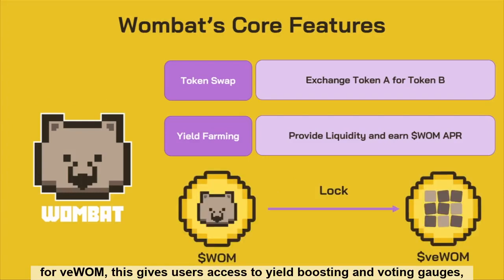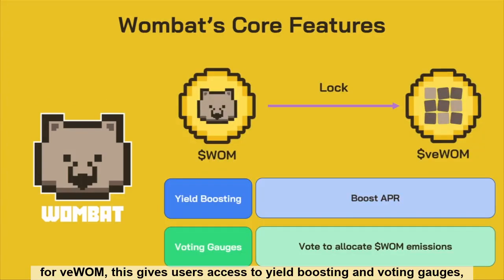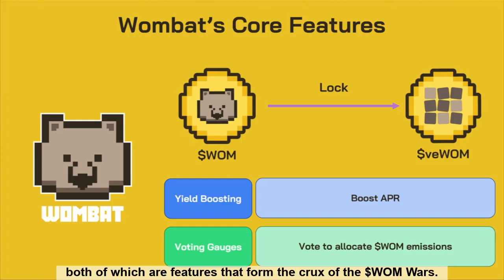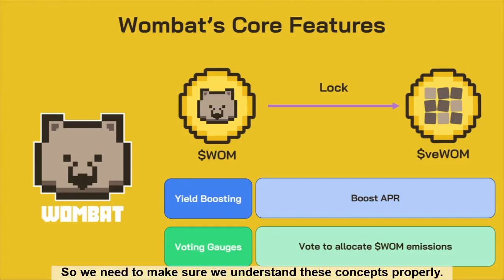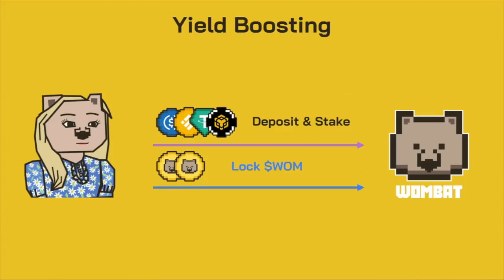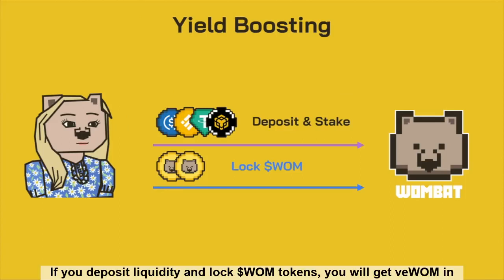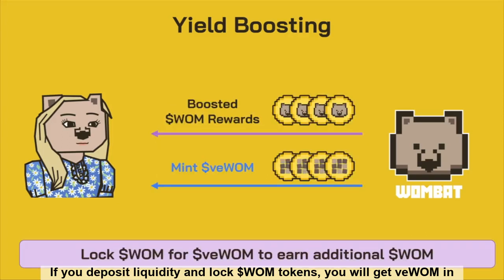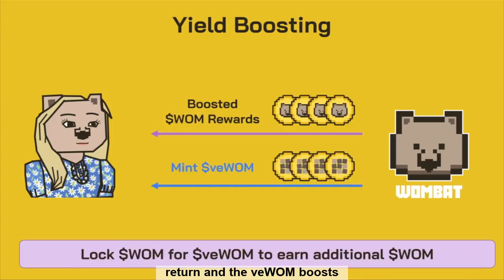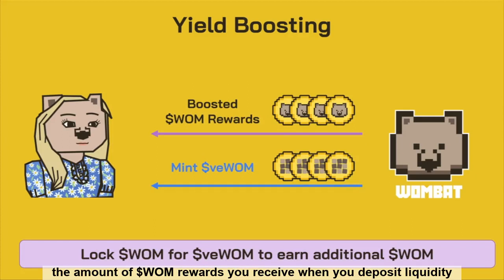This gives users access to yield boosting and voting gauges, both of which are features that form the crux of the WOM wars. So we need to make sure we understand these concepts properly. Yield boosting is very straightforward. If you deposit liquidity and lock WOM tokens, you will get VE-WOM in return, and the VE-WOM boosts the amount of WOM rewards you receive when you deposit liquidity.